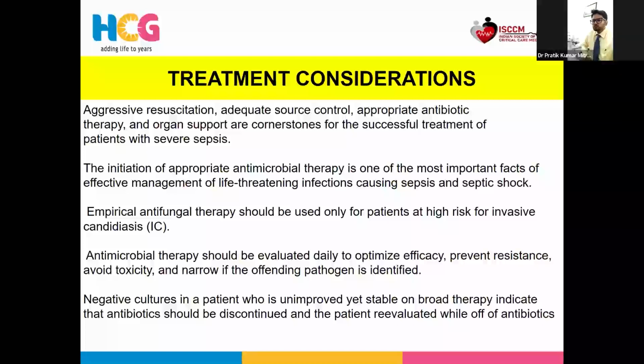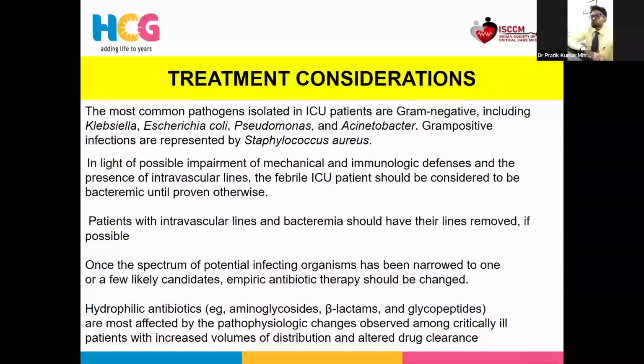Antimicrobial therapy should be evaluated based on the safety profile and the type of infection. A negative culture in a patient who is not improving yet stable on broad therapy indicates that the antibiotics need to be re-evaluated. The most common pathogens in the ICU are gram-negative bacteria like Klebsiella, Escherichia coli, Pseudomonas and Acinetobacter, and gram-positive Staph aureus. In light of possible impairment of mechanical and immunological defense and presence of invasive lines, febrile ICU patients should be considered bacteremic unless proved otherwise.